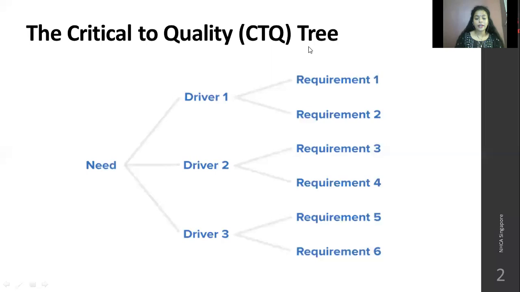Can we take an example? Just give an example from your side. For customer satisfaction, what do you think is a customer's need in a hospital? Just one need from any one department. We'll take that as an example to explain this.